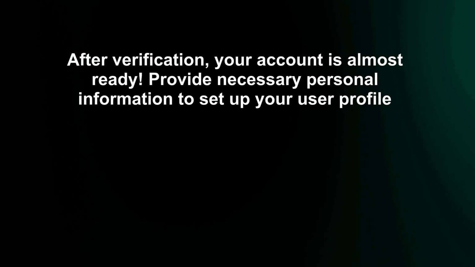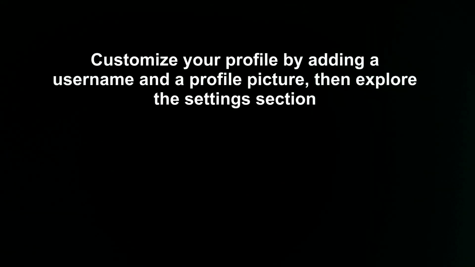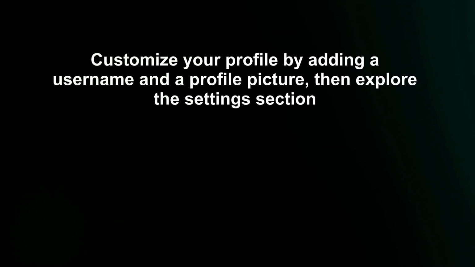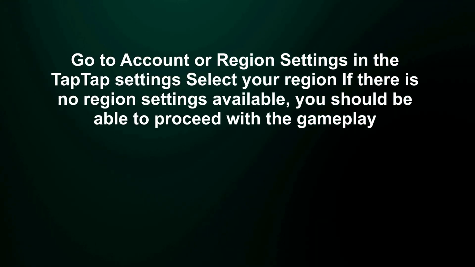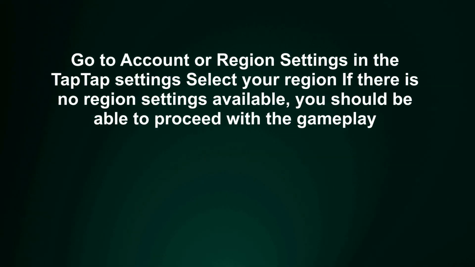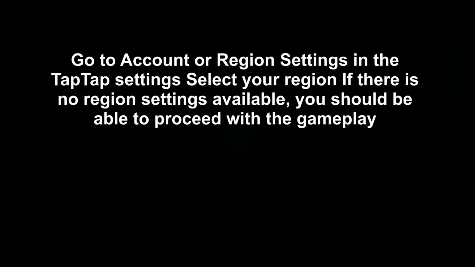Provide necessary personal information to set up your user profile. Customize your profile by adding a username and a profile picture, then explore the settings section. Go to Account or Region Settings. In the Taptap settings, select your region. If there is no region settings available, you should be able to proceed with the gameplay.